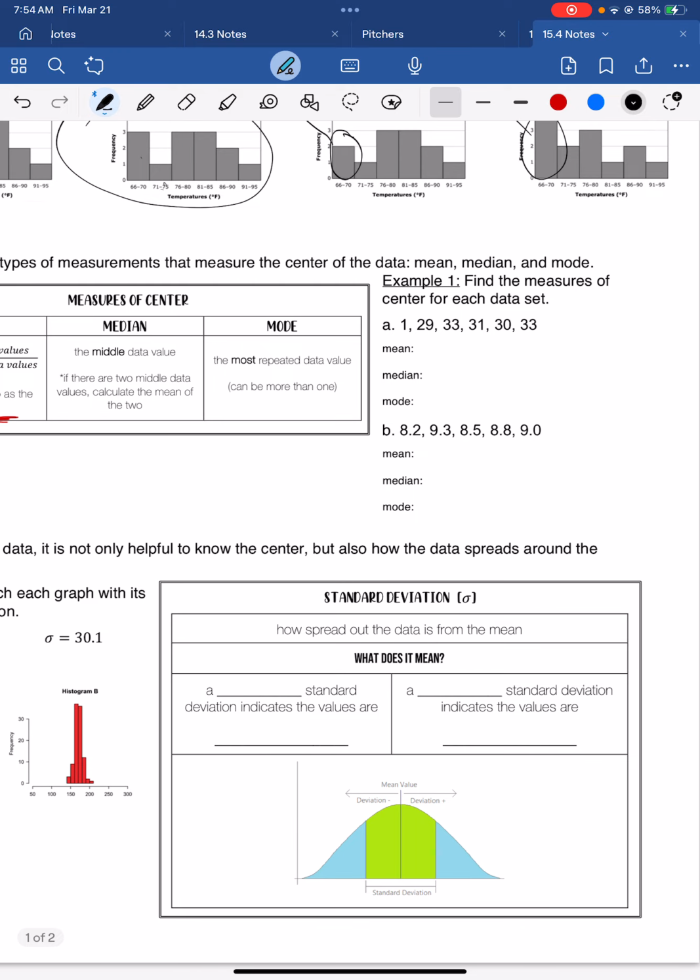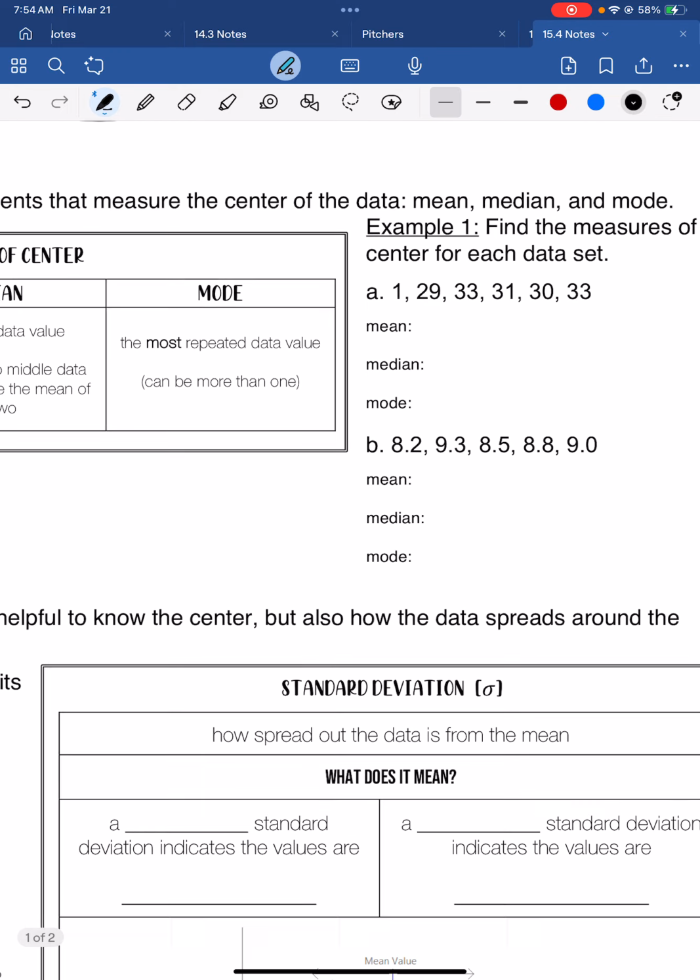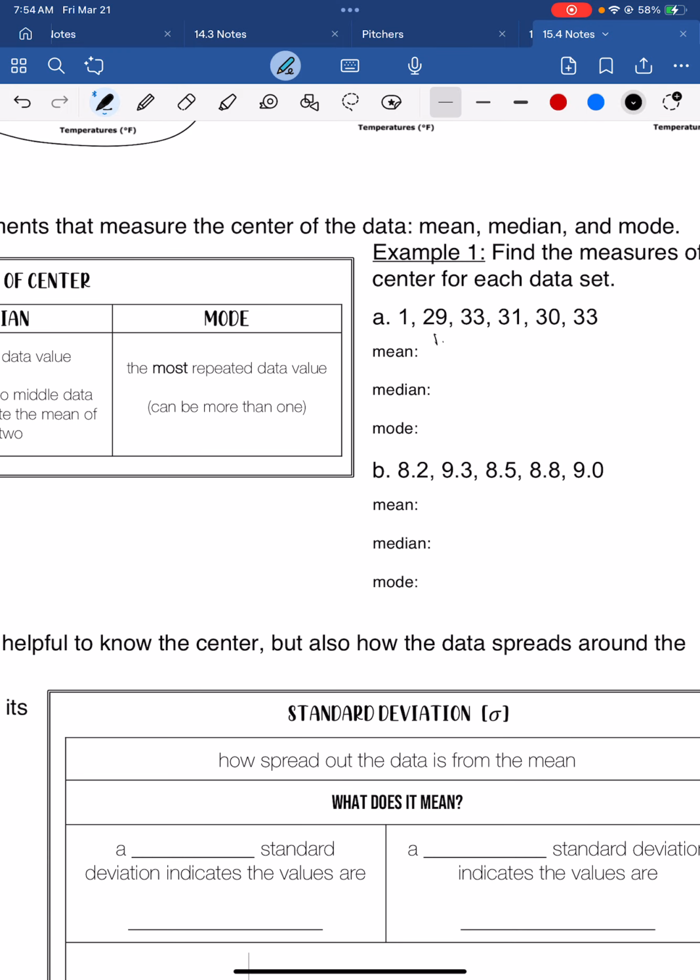So, for example, in this first one over here, to get the mean, we would do 1 plus 29 plus 23, plus 33, I'm sorry, plus 33 plus 31 plus 30 plus 33. So adding up all of our data values together, and then you're going to divide it by the number of data values you have. So 1, 2, 3, 4, 5, 6 data values. So we put that right there.